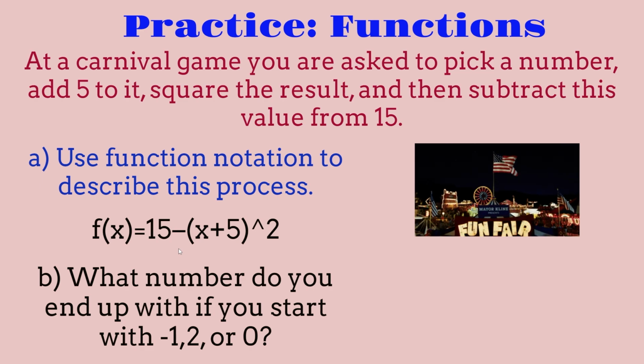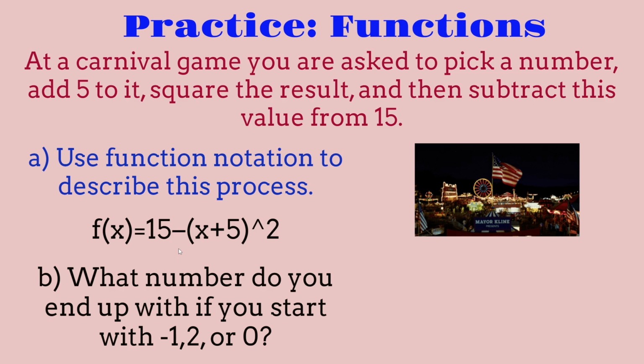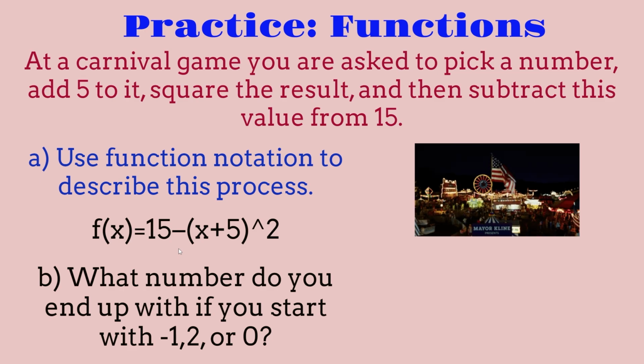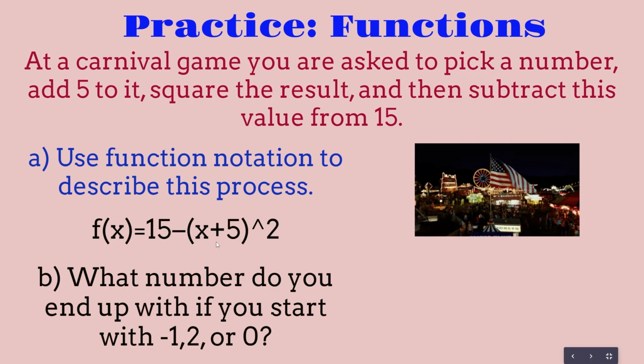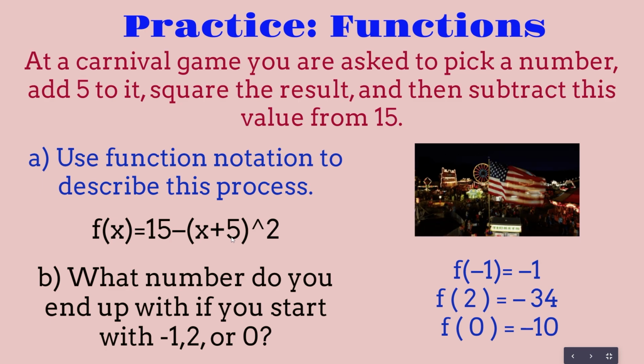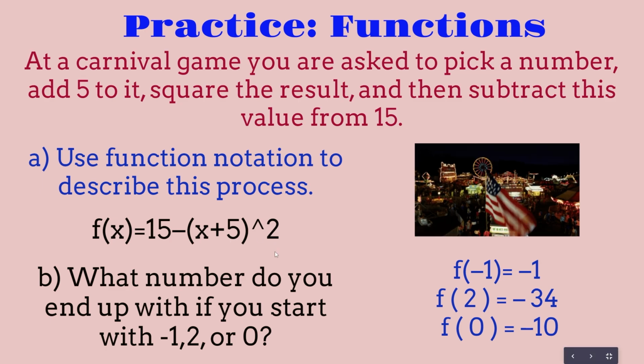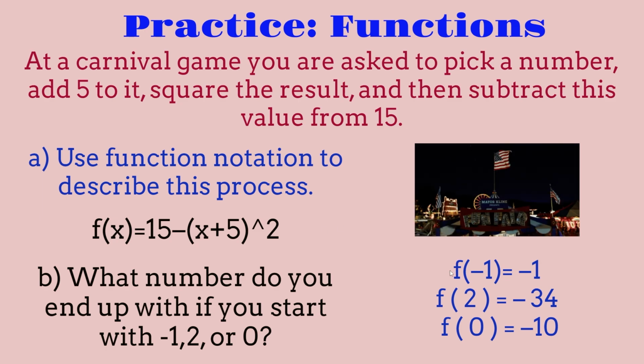And for part B, what number will you end up with if you start with minus 1, 2, or 0? What we're seeing here is that we're going to replace x with all three of these different numbers and see what result we get. Let's start off with minus 1. If we replace x here with minus 1, then what will we get? First of all, minus 1 plus 5, if we add that together and then square that, equals 16. And 15 minus 16 is equal to minus 1.